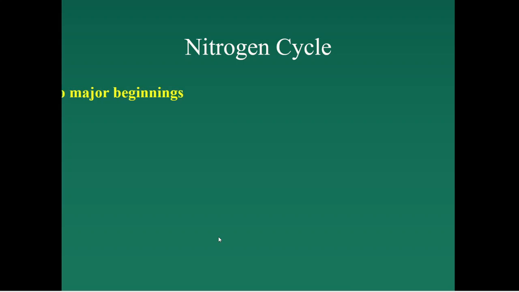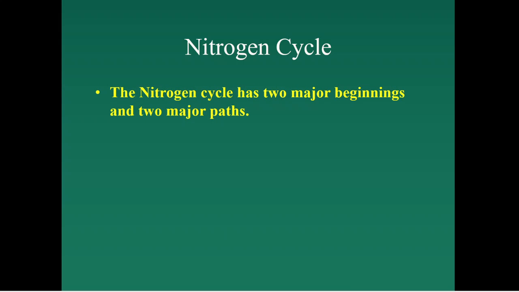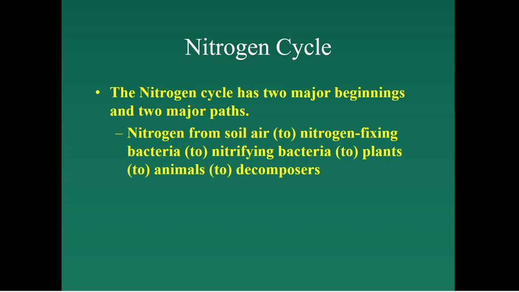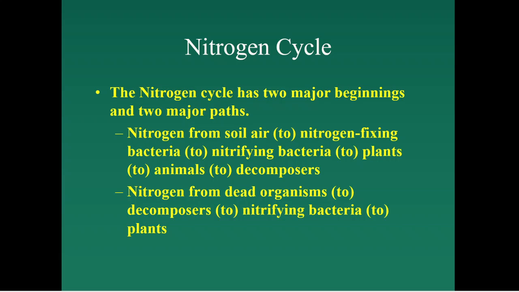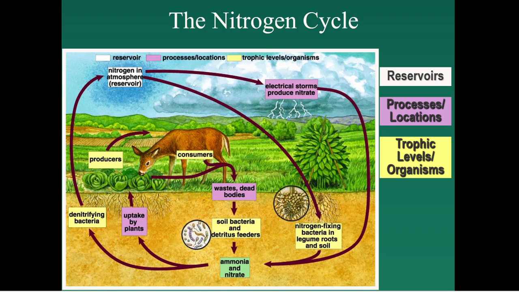All right, so let's look at the nitrogen cycle. The nitrogen cycle has two major beginnings and two major paths. The nitrogen goes from the air to the bacteria, okay? And then from the bacteria to the plants, okay? Or to decomposers. Or it can come from dead organisms that the bacteria break down and pass into the plants, okay? So here's our little nitrogen cycle, okay? There's nitrogen in the atmosphere. It can be taken by some bacteria. It can be taken in by these bacteria through the soil, okay? And it makes what we call ammonia.